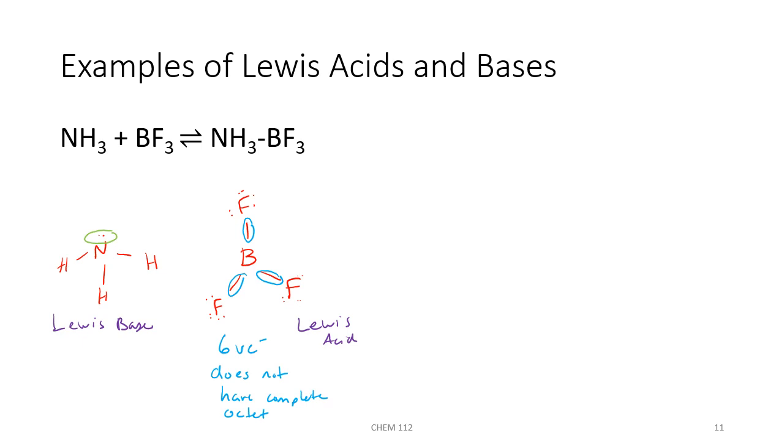So our nitrogen will donate its lone pair of electrons to the boron, and that will accept them, forming our Lewis acid-base complex. So now we're going to have a new bond between nitrogen and boron. That would be our coordinate covalent bond. Our nitrogen is still bonded to 3 other hydrogens, and our boron is still bonded to 3 other fluorines, all which have a complete octet themselves.